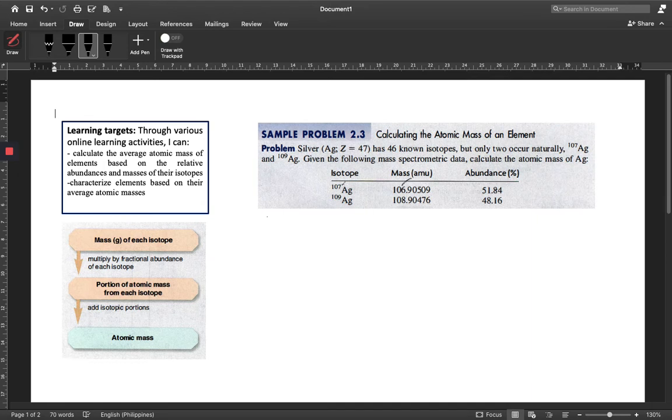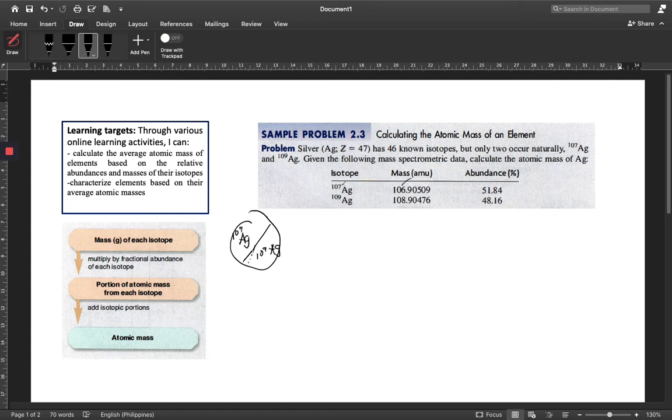Meaning to say, in a naturally occurring sample, for example, if you have a pie graph, you have a certain number of silver. This is exaggerated. There's a certain number of Ag107, and you have Ag109. Silver 107 is 51% of the naturally occurring samples, while silver 109 is only 48%. So what then is the relative atomic mass for silver?